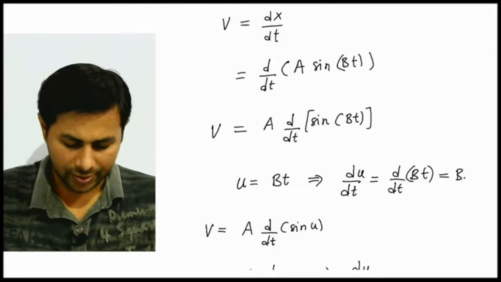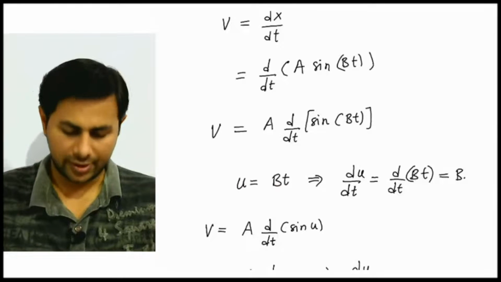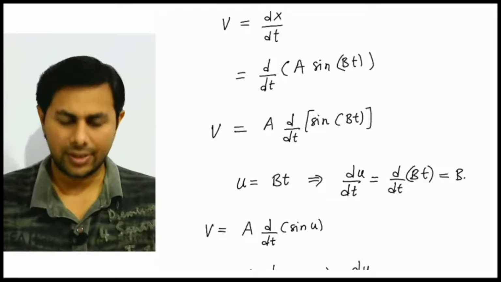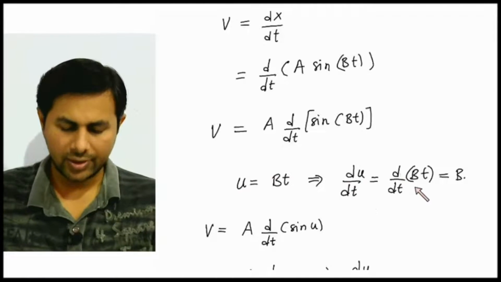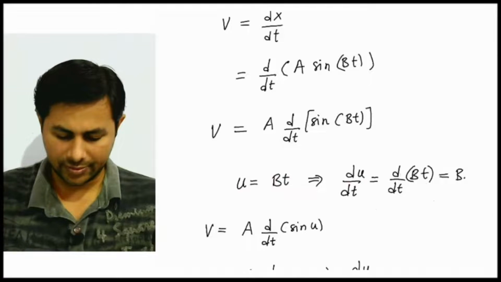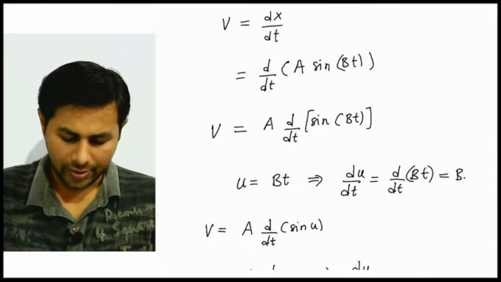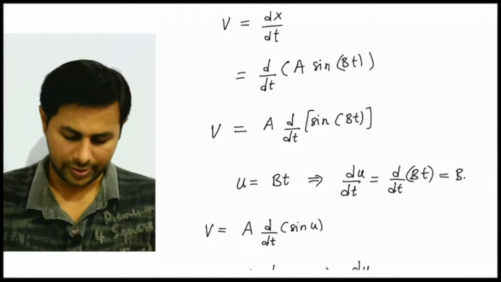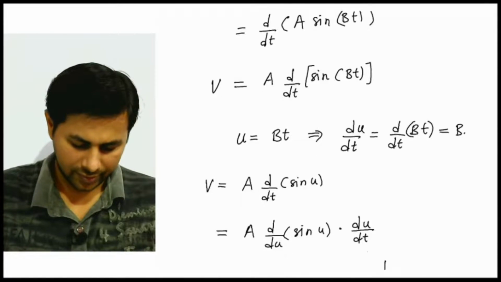So to apply chain rule, we substitute u equals b times t over here. Since u is b times t, we have du by dt equals d by dt of bt, and b is a constant, so we can take it outside too. So we have b times dt by dt, that's 1. Okay, so b times 1 is just b.